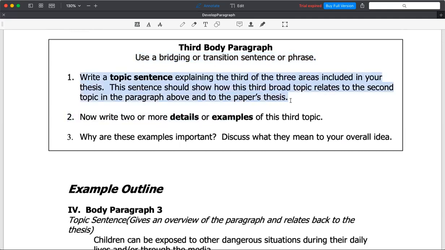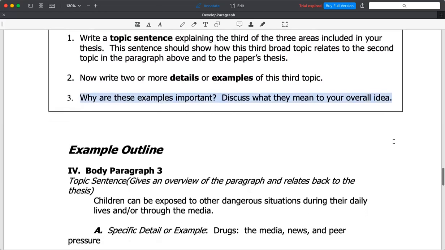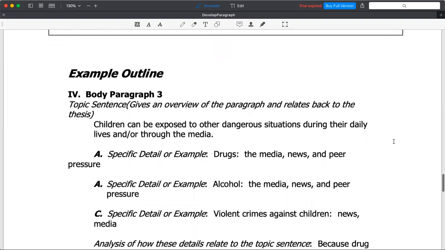The topic sentence is inevitable. It's always at the beginning of the body paragraph. Then you write down two or more details, and then you analyze it. Your analysis would be at the end, which is considered the concluding statement.